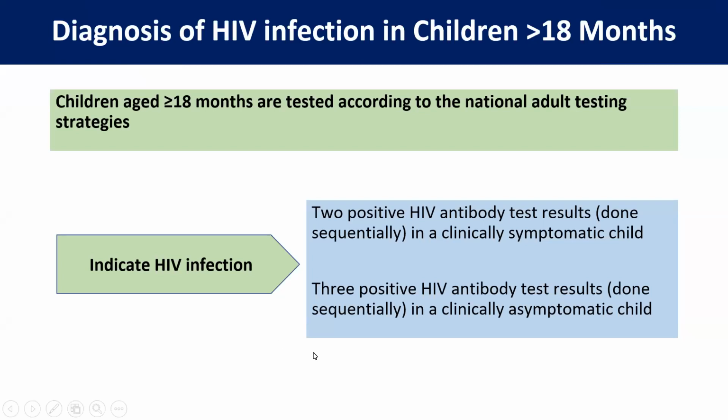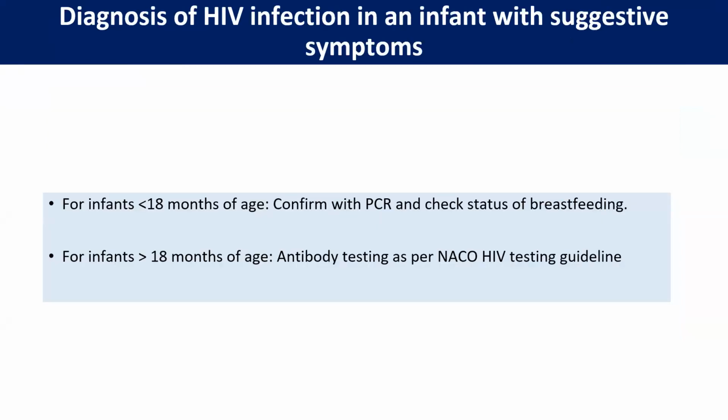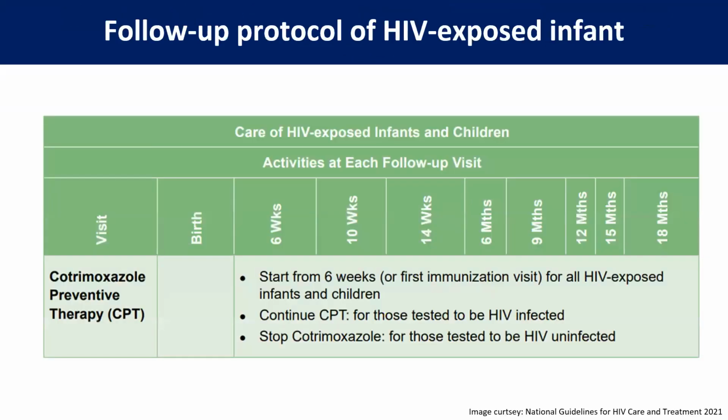So for HIV infection, in clinically symptomatic children, even if 2 antibody tests are positive, you can take it as HIV infection. In asymptomatic children, 3 tests should be positive to consider the child as positive. For children less than 18 months, confirm with PCR and check breastfeeding status. For children more than 18 months, antibody testing. This is the summary of testing in children.